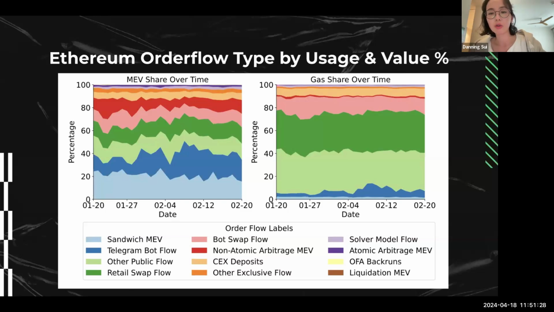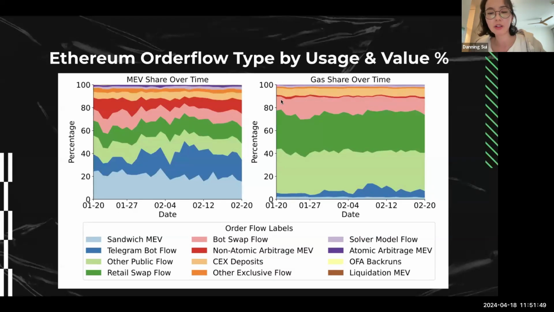So all the retail users who go to a DEX swap front end, or maybe even swap within their wallets, this is how much transaction is happening, taking up gas usage space. And then the next one is the bot swaps. And then there's non-atomic arbitrage MEV, which you see is a very thin line of the red.